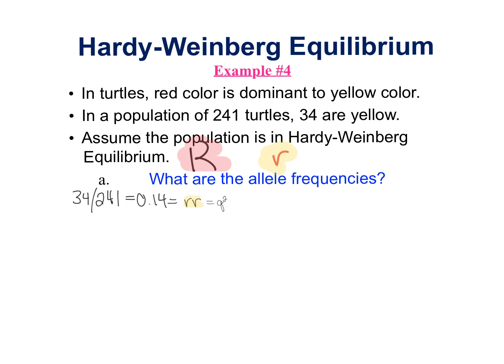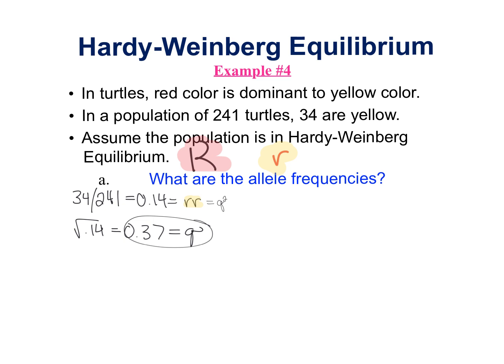So now we want to find what just q is, not q squared. So we're just going to take the square root. So we want the square root of 0.14, and that is going to equal 0.37, which is our q.